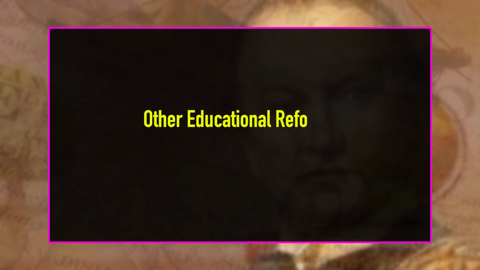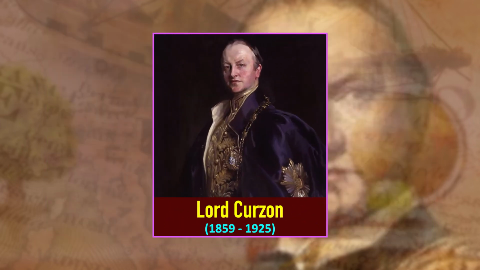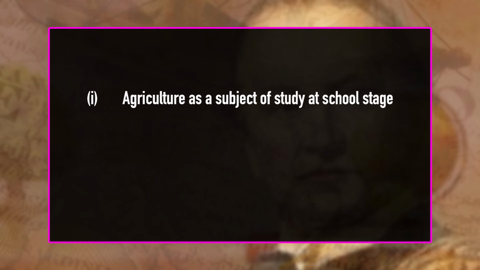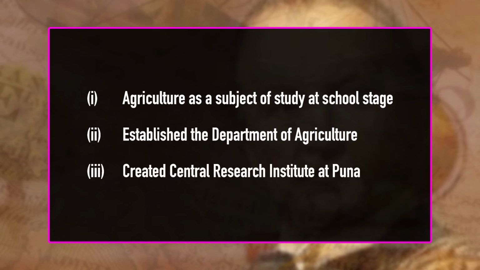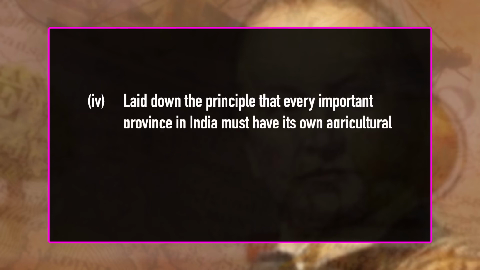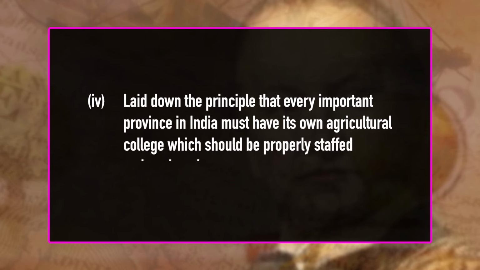Dear students, let us now discuss some other reforms made by Lord Curzon. Lord Curzon carried out several other educational reforms, and you must be familiar with these reforms also. These are agricultural education. Lord Curzon was the first person to give importance to organizing agricultural education. To this end, he took some significant moves. He declared agriculture as a subject of study at school stage, established the Department of Agriculture, created the Central Research Institute at Pune, and laid down the principle that every important province in India must have its own agricultural college, which should be properly staffed and equipped.